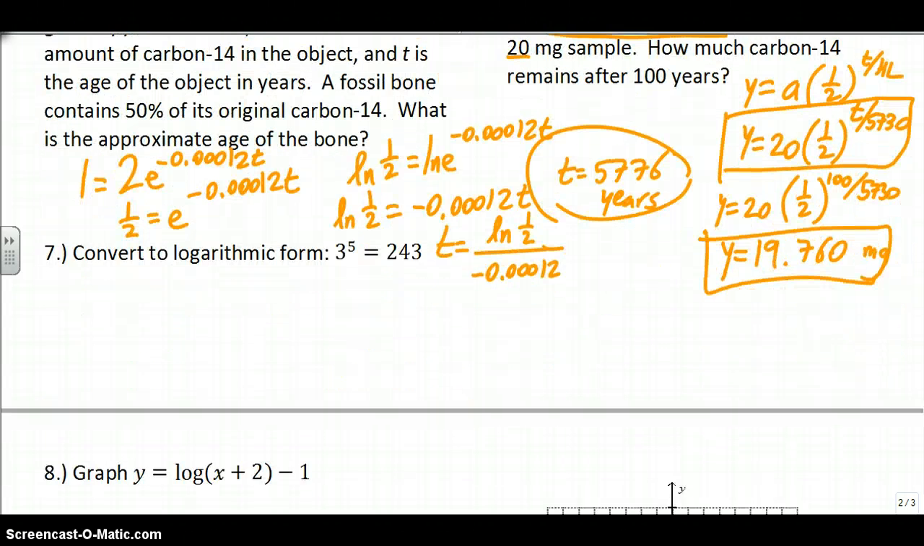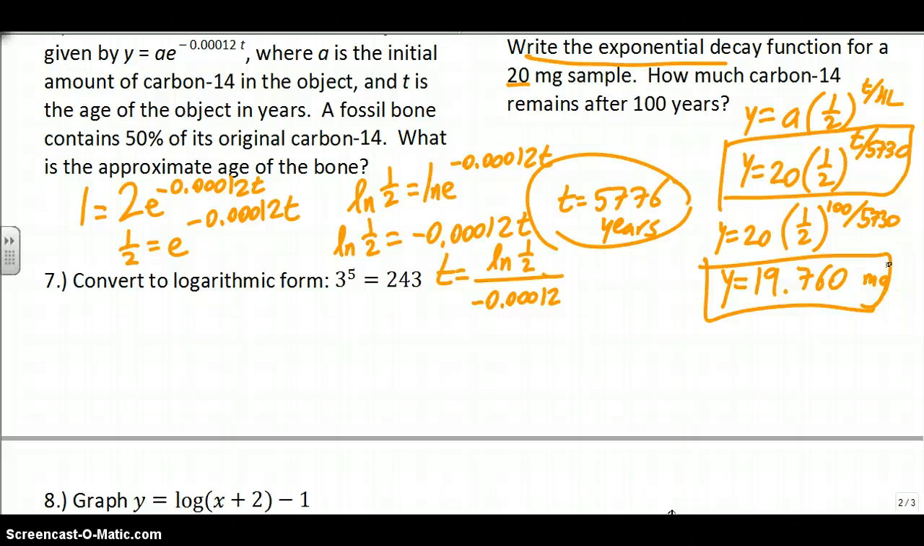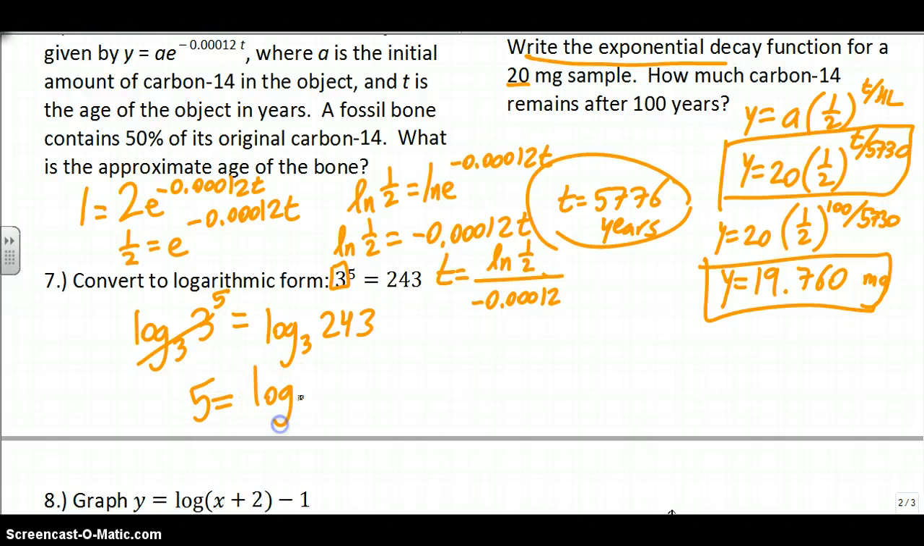Okay. Number 7, convert to logarithmic form. We're going to have 3 to the 5th equals 243. We need to log both sides, but we're going to take the log base 3. The reason is because the log base 3 of 3 cancels. And you're just left with 5 equals the log base 3 of 243. And that's it. All right?